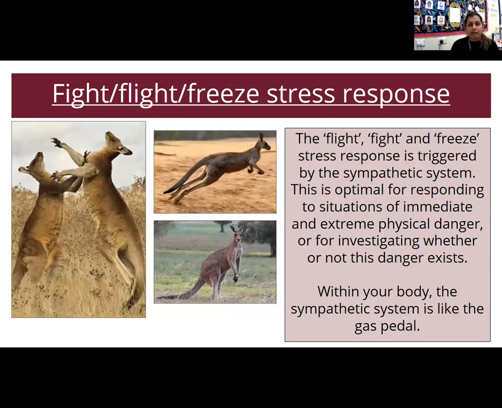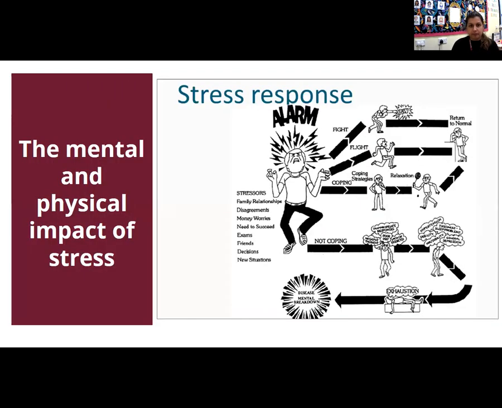So we talked about the fight, flight, freeze stress response. And when we talk about that, we liken it to the gas pedal in a car. So when we're accelerating in the car, that is literally what it is like when our brainstem is going into that fight, flight, freeze response. And this is part of the sympathetic system in our body. So we have two systems in our bodies. We have the sympathetic system and we have the parasympathetic system.